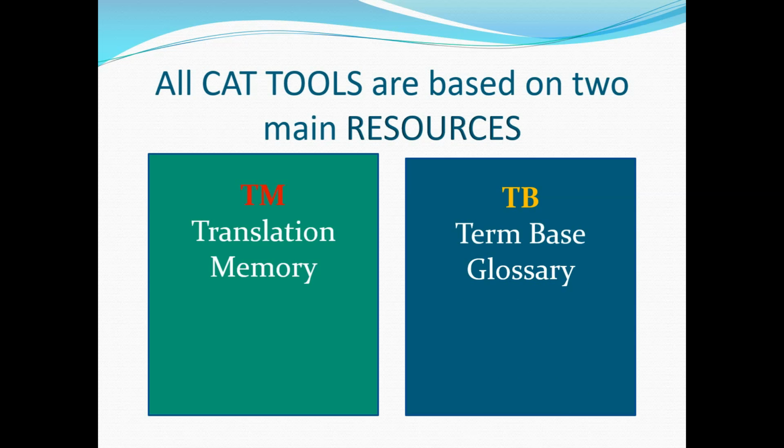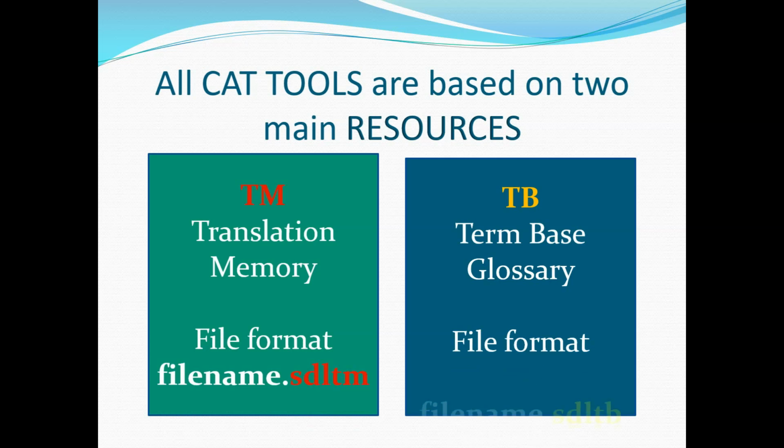The format of these two files is SDLTM for the translation memory. So we will have a file named as we would like to, for example, file name .sdltm. This is the extension of the translation memory file. The file format for the glossary will be file name .sdltb. So SDLTB is the extension of the glossary file.